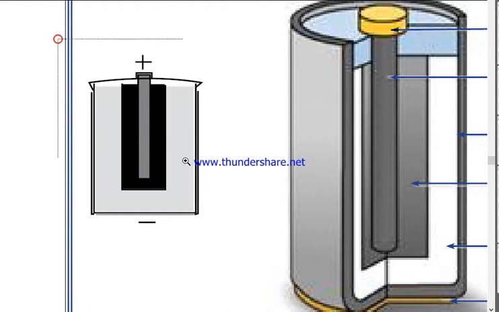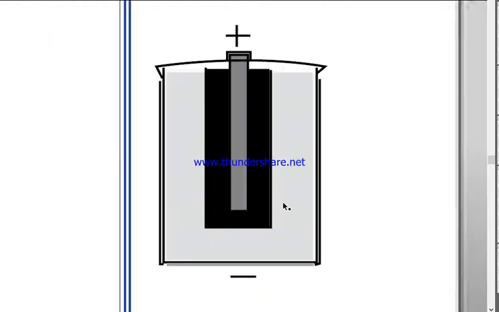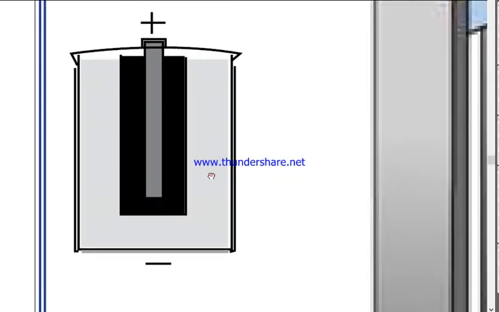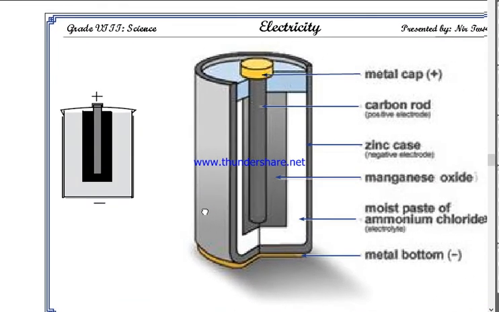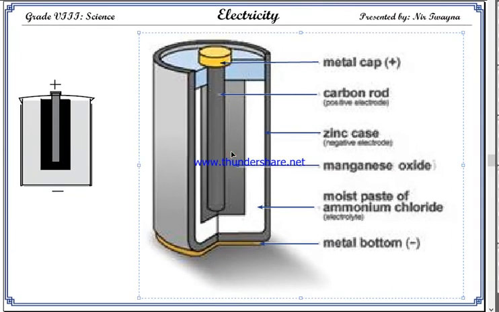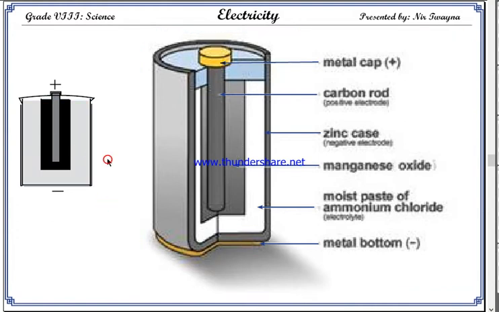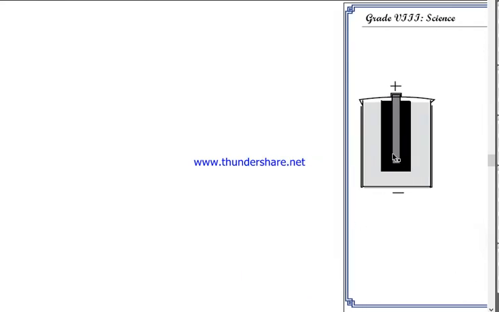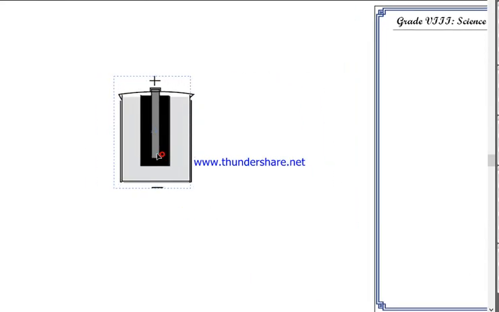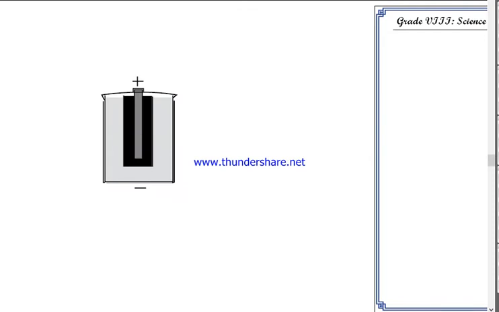Understood? You understood the overall construction of the battery? If you want, you can copy this diagram. If you think this diagram is too difficult, then you can copy this other diagram as well. But you need to label it. Shall I label it for you? I'll show you both diagrams. Don't worry. First of all, I'll label this diagram. Let me make it a little bit bigger.